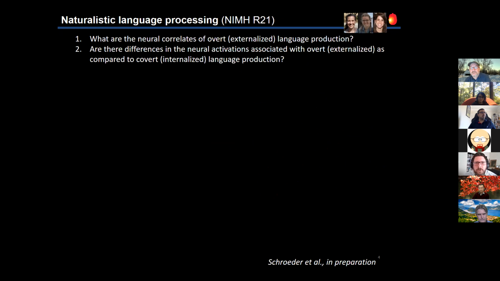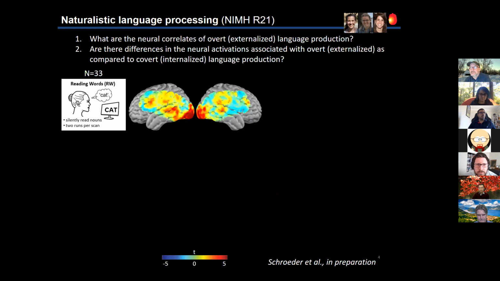So I'm just going to give you a quick scattershot of a few projects. One is about naturalistic language processing, where we were asking about the neural correlates of overt externalized language production, as I'm doing now, as opposed to covert language production, as we had looked at previously. So we grabbed 33 participants and used an event-related design, 5 words per little block.